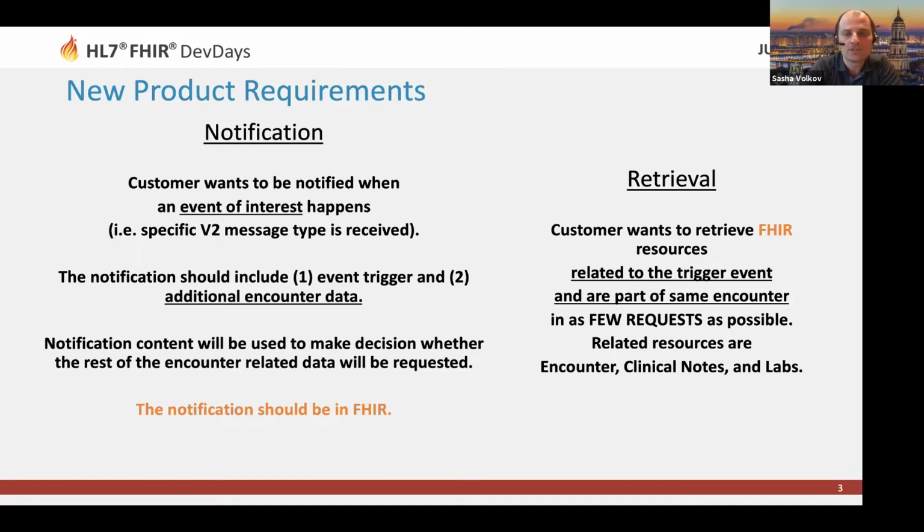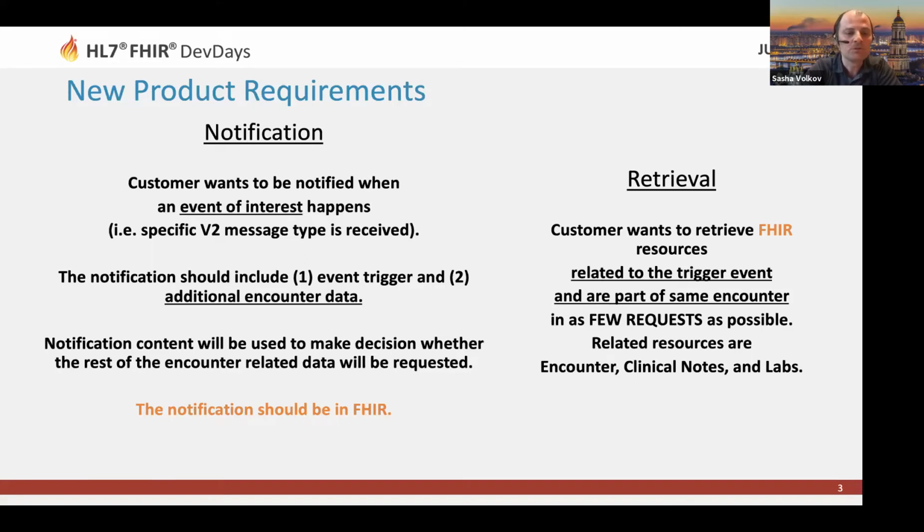And there are two parts of it, notification and retrieval. So our customers want to enhance our current subscription model to identify trigger events that are V2 messages, and we already support it. But what they're looking for is actually the notification to include not just the trigger event, but additional data that is related to the encounter. And one more requirement is that this notification should be in FHIR. We don't support it, so we'll need to design for that.